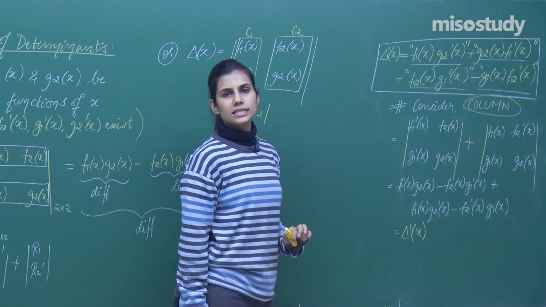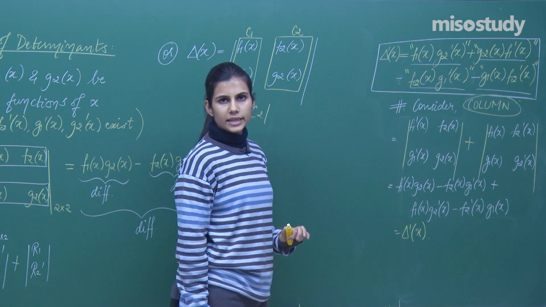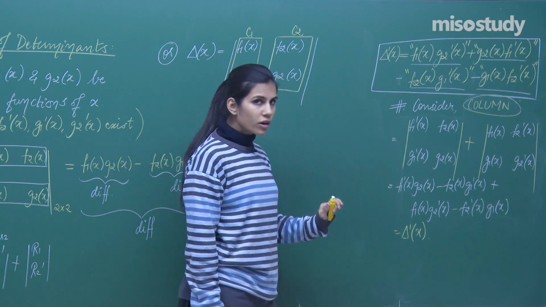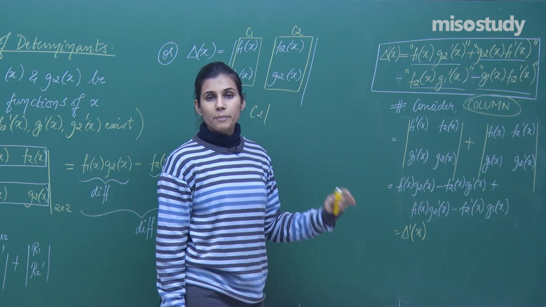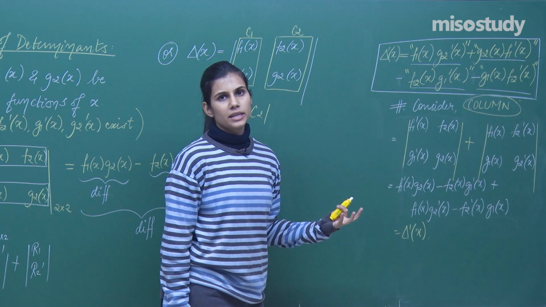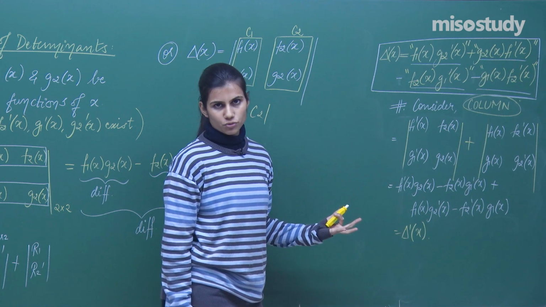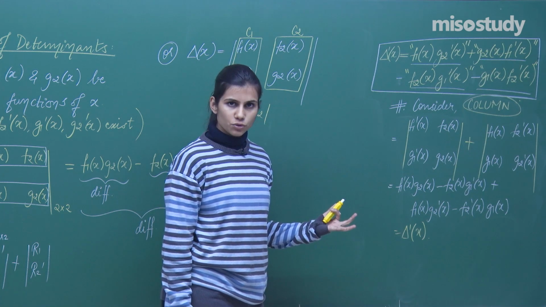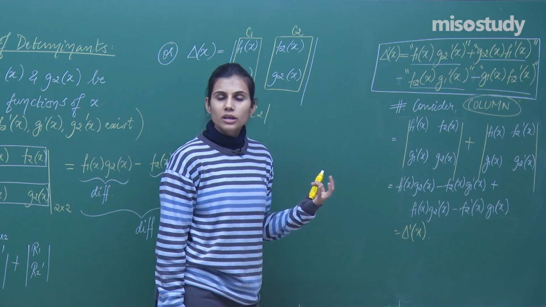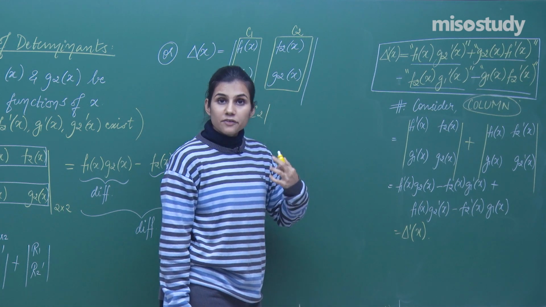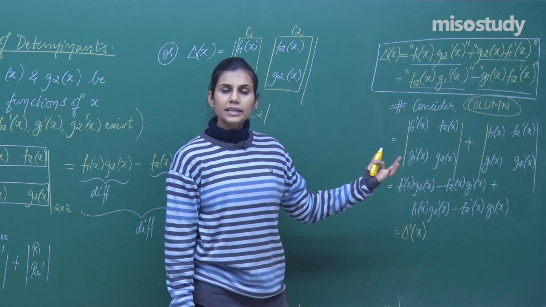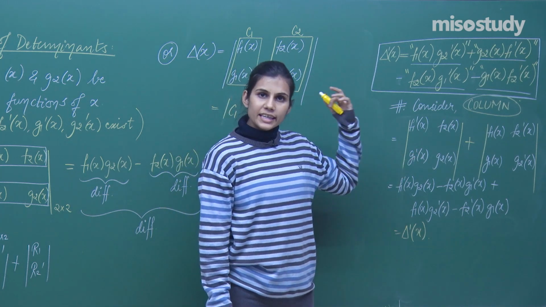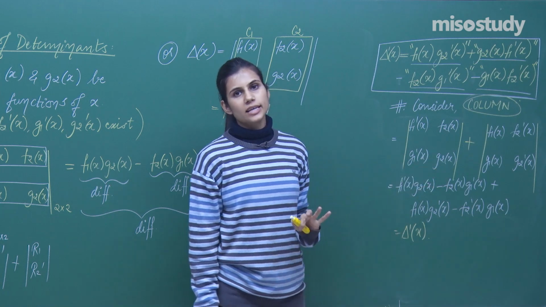That is the next method to obtain delta dash. If you are sure that delta x is a differentiable function of x, then delta dash is nothing but the sum of 2 determinants of the exact same order 2 cross 2, which are obtained how? The first determinant is obtained by differentiating the first column and keeping the second column as it is. And the second determinant is obtained when you keep the first column as it is and differentiate the second column.